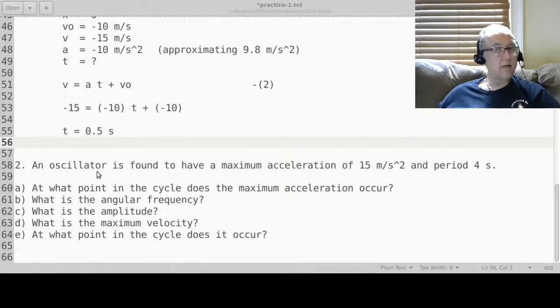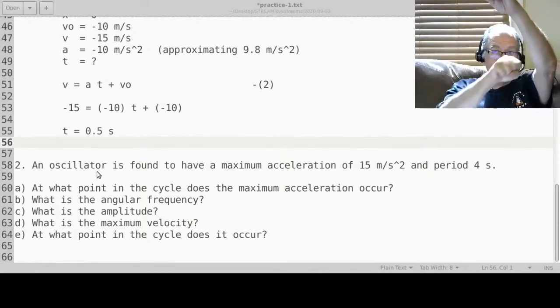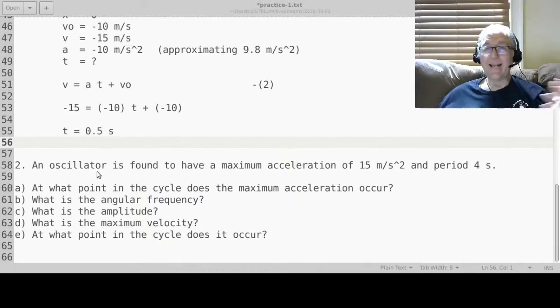So I say an oscillator, just a generic oscillator. If you need to picture something, maybe picture a pendulum, which is a string with a mass on the bottom going back and forth. Anything that just bounces back and forth. This oscillator is found to have a maximum acceleration of 15 meters per second squared, and a period of 4 seconds.